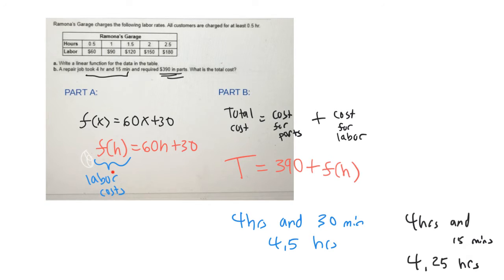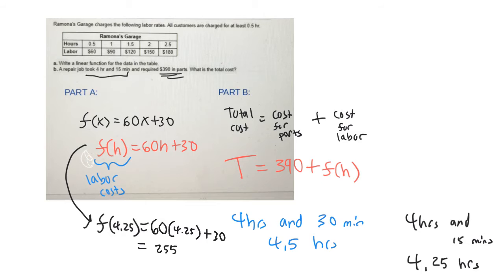If we want to know what the labor costs were, well, we got to substitute in 4.25 in for H over there. So I'm actually going to bring that down here. We're going to do that. It's going to be F of 4.25. Okay, that's the fancy way of writing it. We're finding F of 4.25. And what that means is we're going to go 60 times 4.25 plus 30. Now, 60 times 4.25 is 255. So it's going to be 255 plus 30, and that's going to be 285.